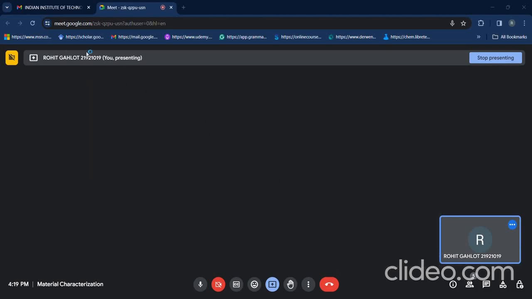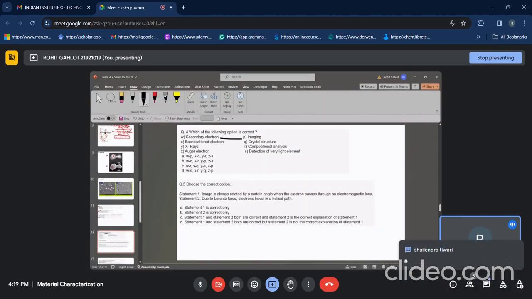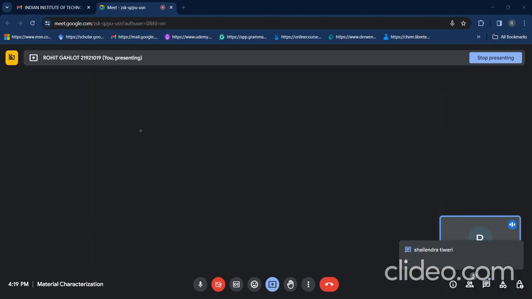So if we match the secondary electron, it is used for the imaging part. Yeah, you're right. The correct answer is A. The backscattered electrons are used for the crystal structure, X-rays are for the compositional analysis, and Auger electrons for the detection of very light elements. Okay, now let's move to the next problem.